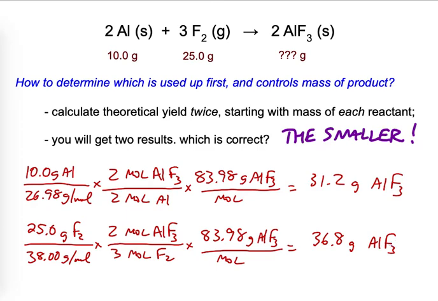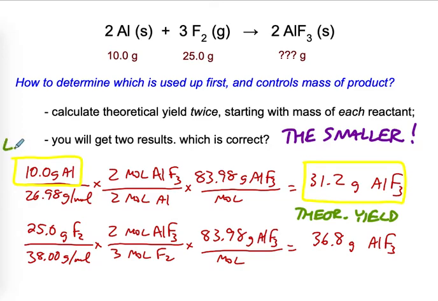They can't both be correct. Which is correct? The smaller one. The correct theoretical yield is 31.2 grams of aluminum fluoride, and that allows me to determine that the limiting reactant was my 10.0 grams of aluminum, because that is the reactant that led to the correct mass of product.